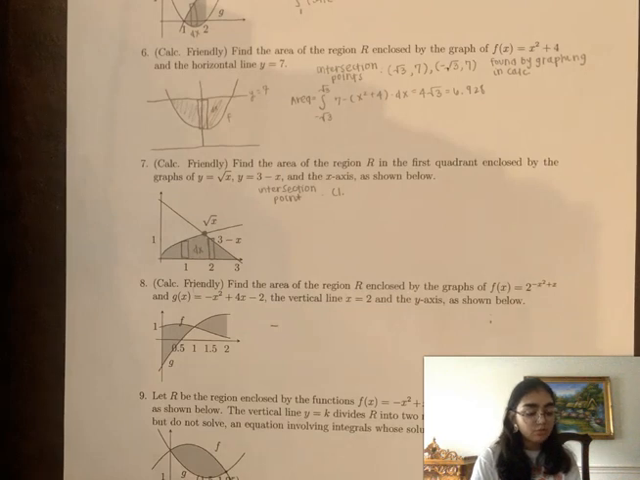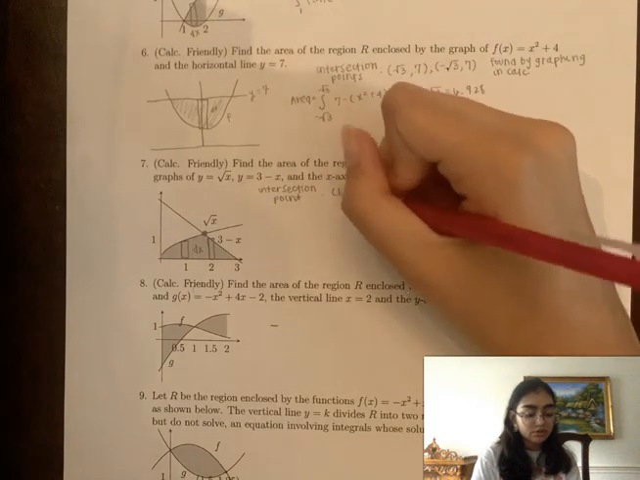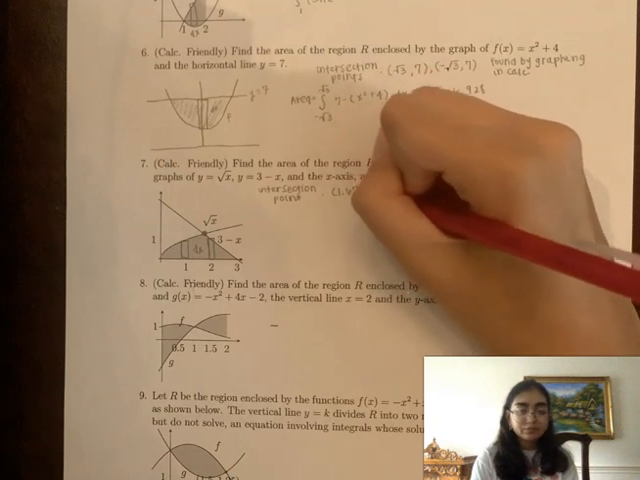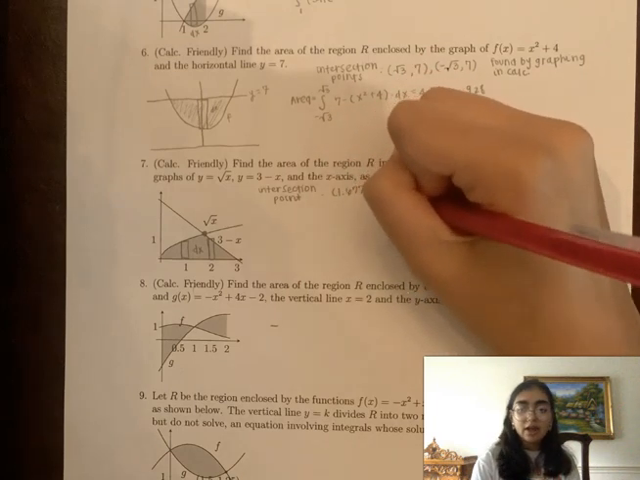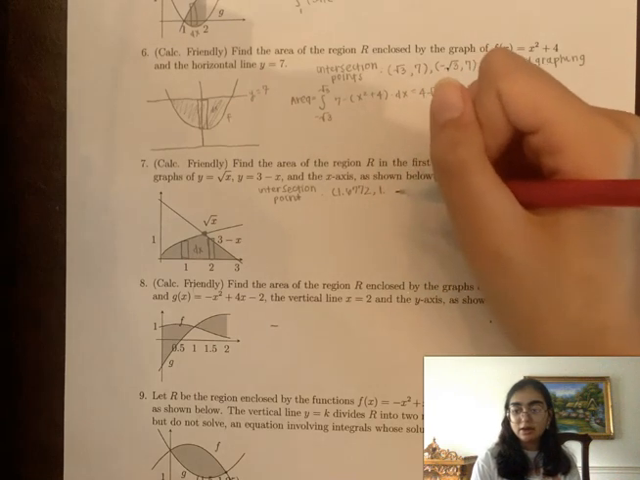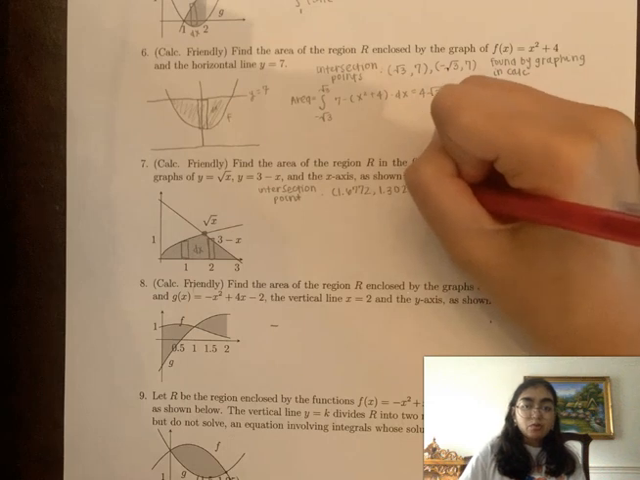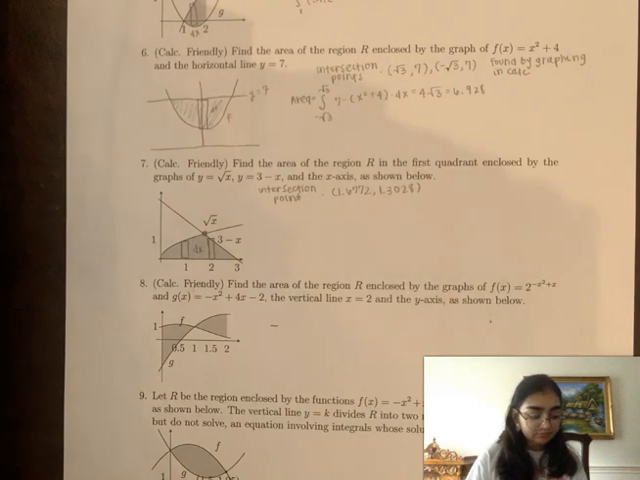And I'm going to get 1.6772, comma 1.3028. So the x-coordinate that I will be using as my parameter for my integrals is going to be 1.6772. So we're going to go ahead and find the area.